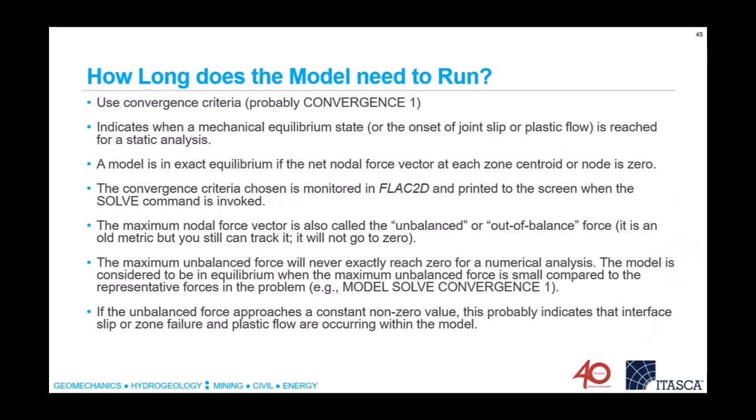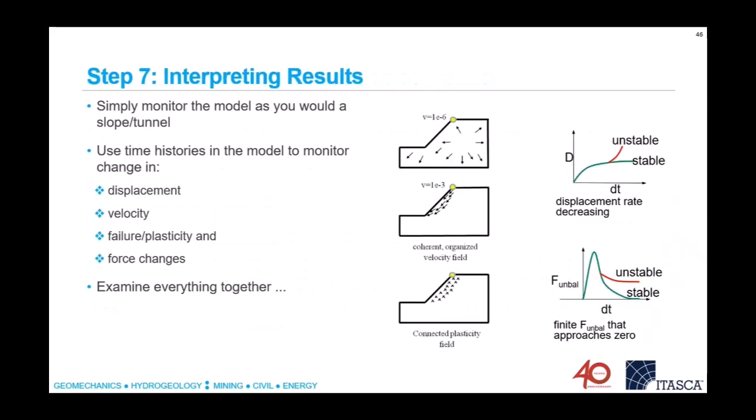We can also track the maximum unbalanced force throughout the model, and that shows us how fast the model converges. That's what we're going to track in a few examples of how fast the model converges. If the maximum unbalanced force in the model doesn't go close to zero, or it oscillates around zero, that means the model didn't converge, and there's probably plastic deformation happening somewhere, or plastic flow. So that's where we need to interpret results.